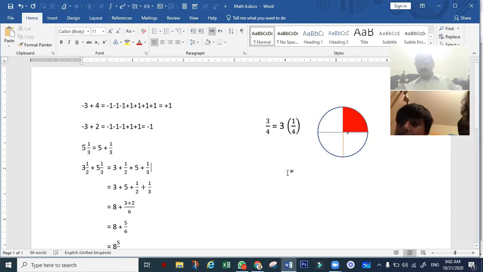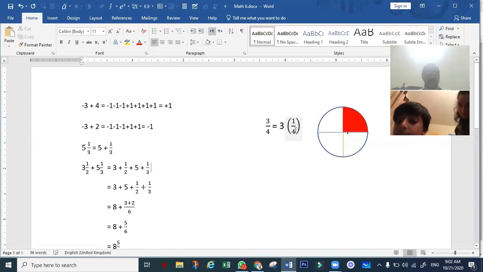What does 1/4 mean? If we divide anything into 4 equal parts and we take 1, it is called 1/4. If you multiply it by 3, it means that you have taken 3 parts. So this white portion is 3 parts out of the 4 parts. It is to be written like this, 3/4. It is called 3 times 1/4, isn't it?